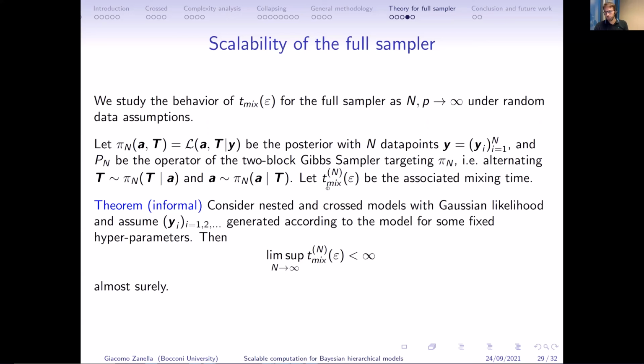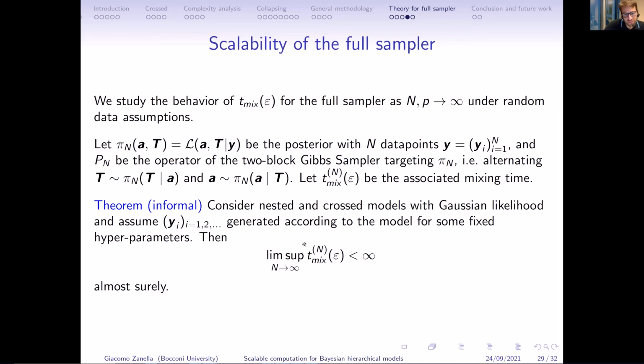So we get a sequence of mixing times, T mix n of epsilon. And what we show basically is that the lim sup of these mixing times for fixed epsilon, as n goes to infinity, is finite. This happens almost surely, where almost surely is with respect to the randomness of the data. So basically, this is the result we want, because it tells us that the mixing time of the joint sampler is order 1 with respect to n and p.